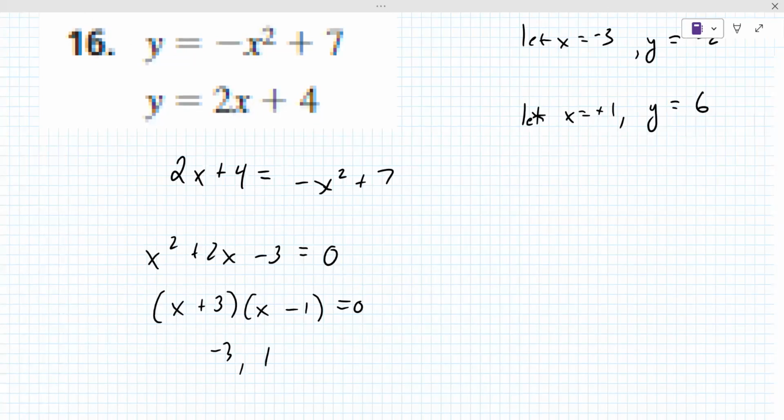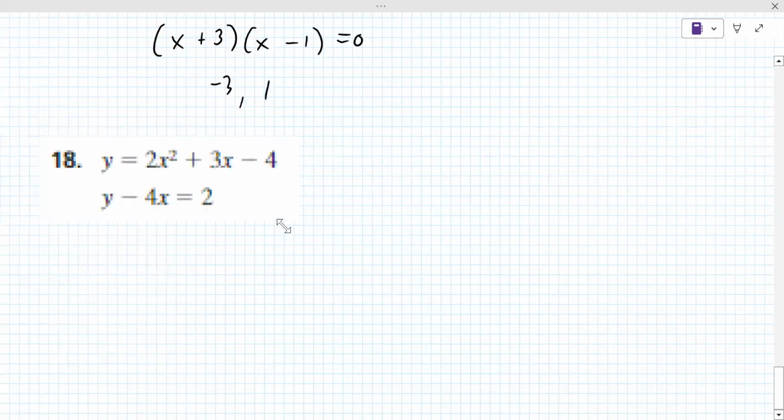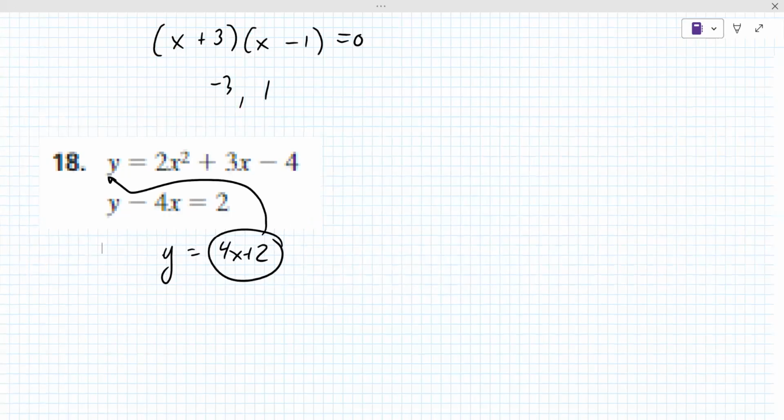All right, well, let's have you try the next one, 18, because hey, practice makes permanent. So let's get this one right. The second equation, you need to manipulate a little bit, like you need to move the 4x over. It's 4x plus 2. And so that's going to go in here. So try this one out.